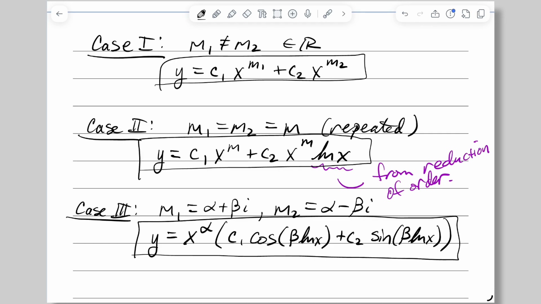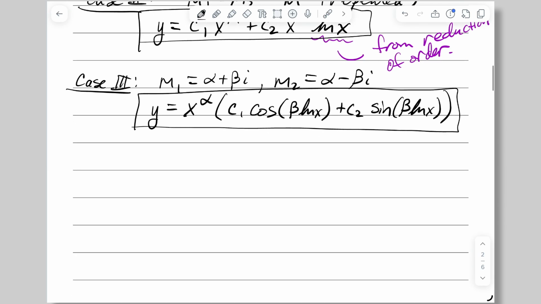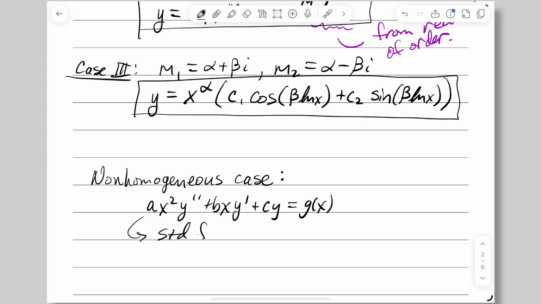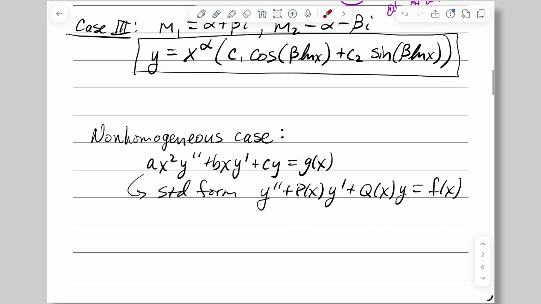A final piece of information for Cauchy-Euler equations. Here we have our case 1, case 2, and case 3. All of these are for the homogeneous case. For the non-homogeneous case, where we have ax squared y double prime plus bx y prime plus cy is equal to g of x, we first put this into standard form, which of course looks like y double prime plus p of x y prime plus q of x y equals f of x, and then use variation of parameters.